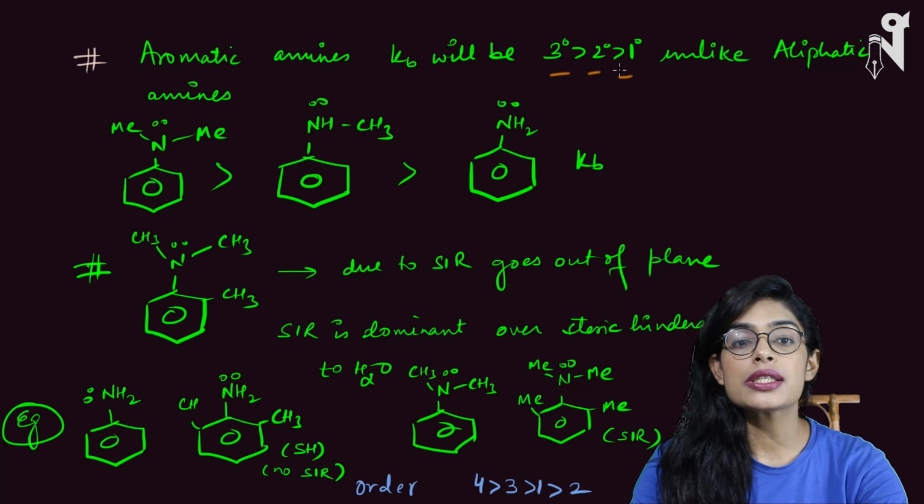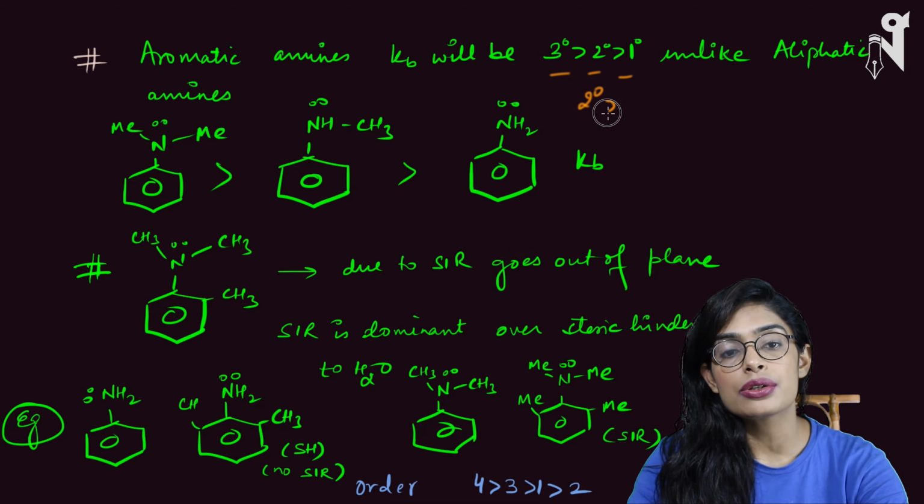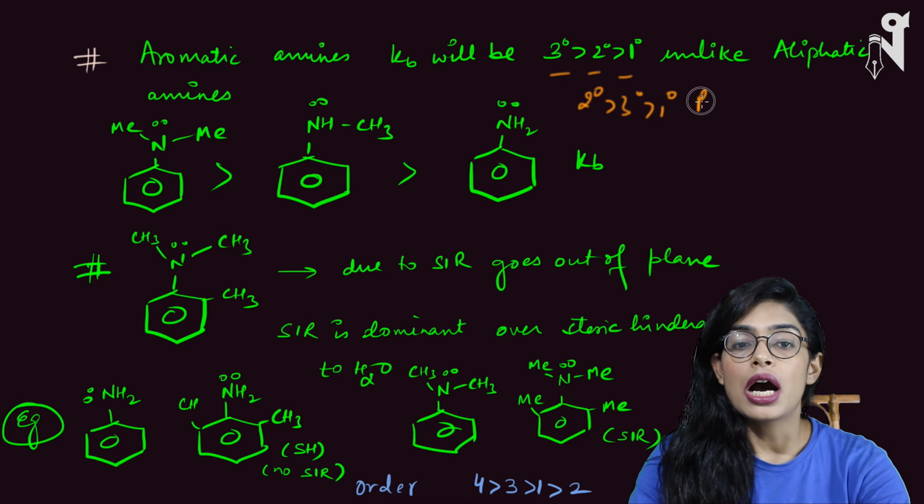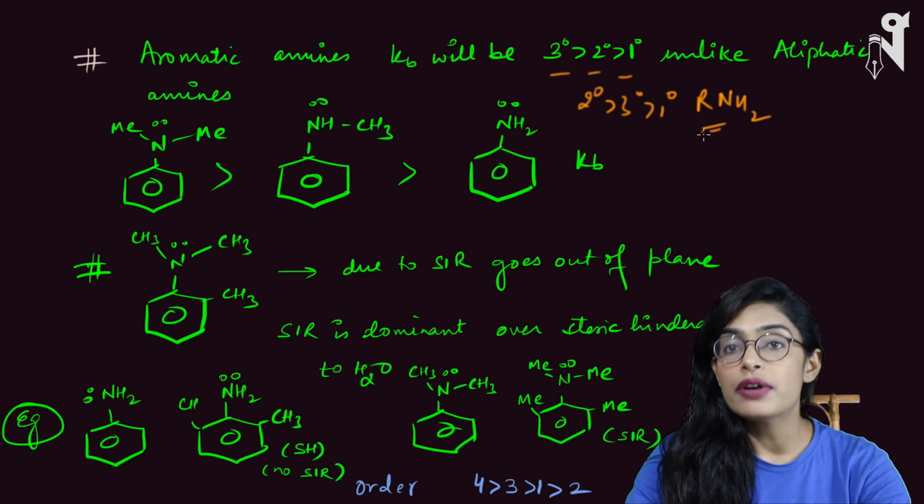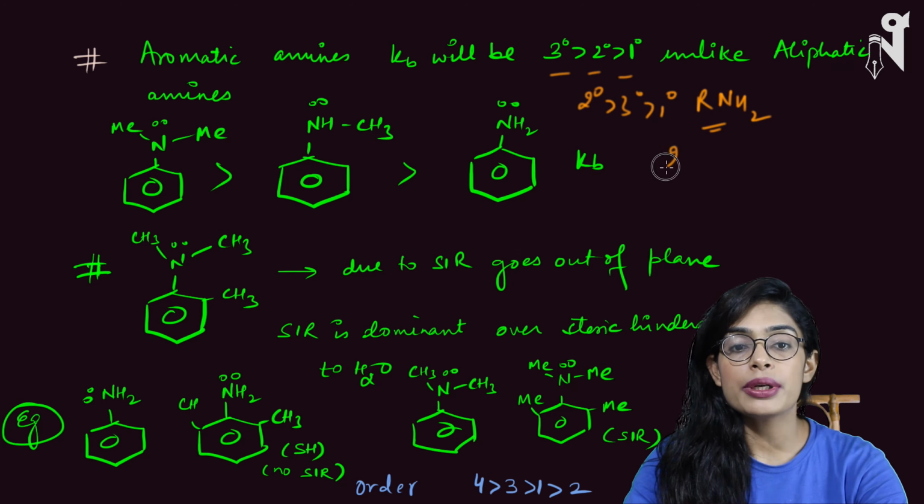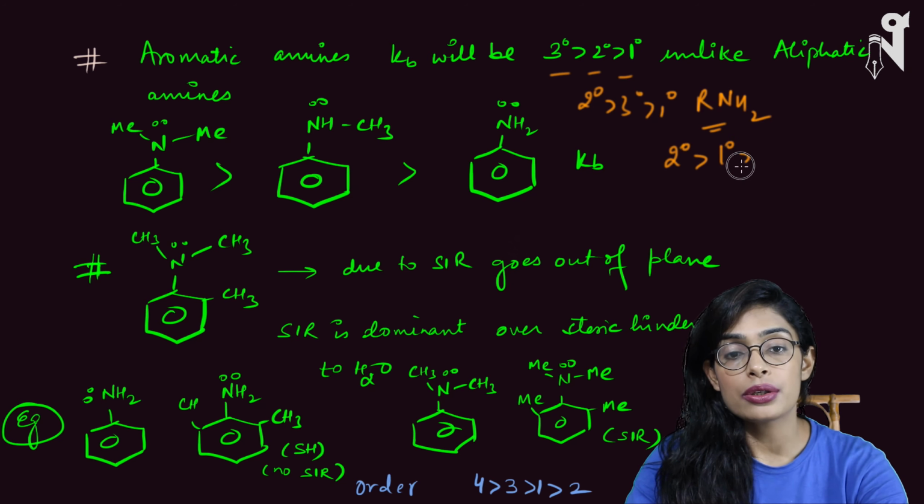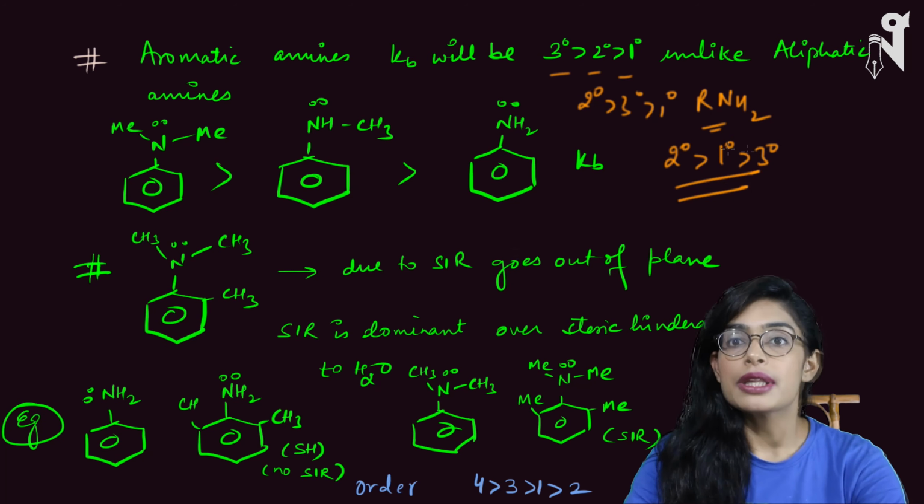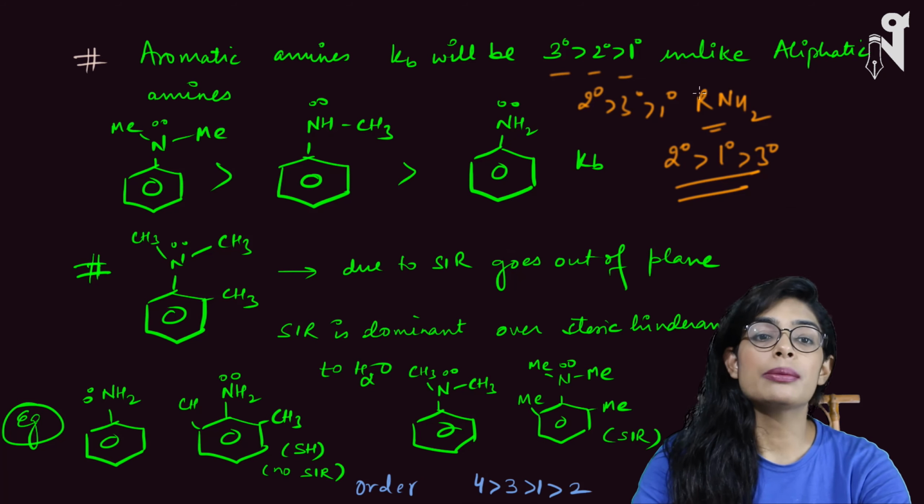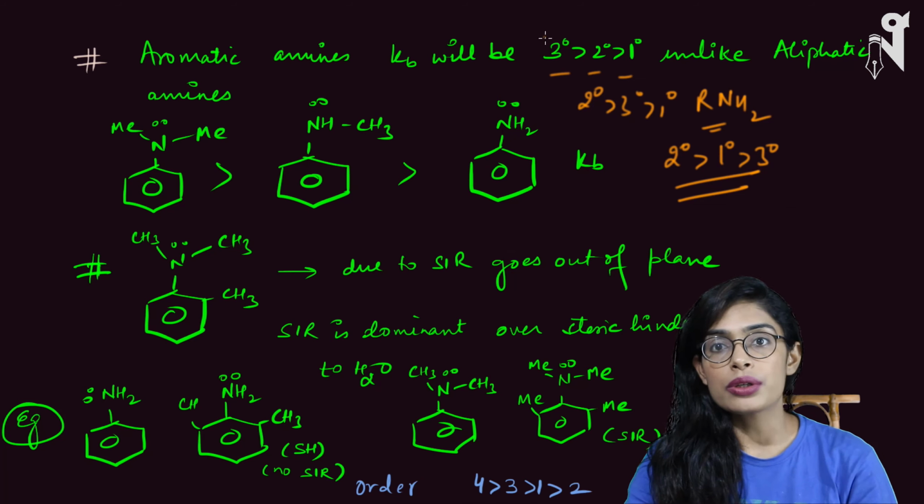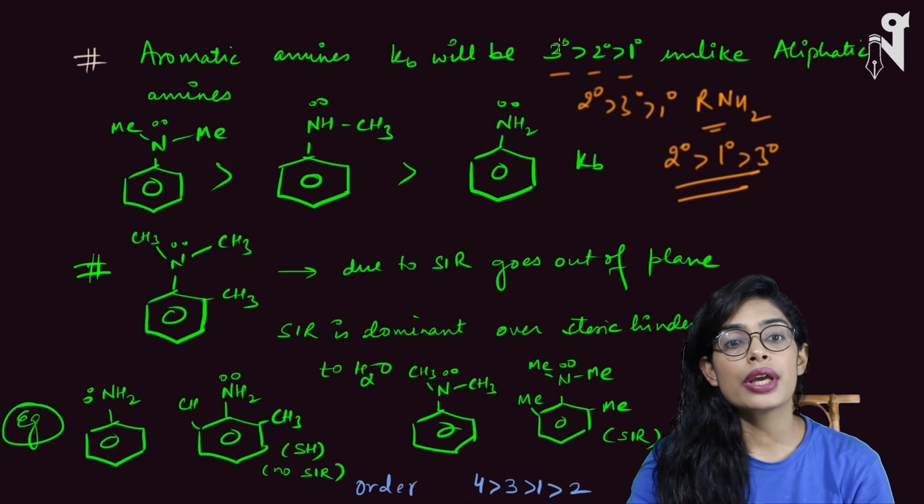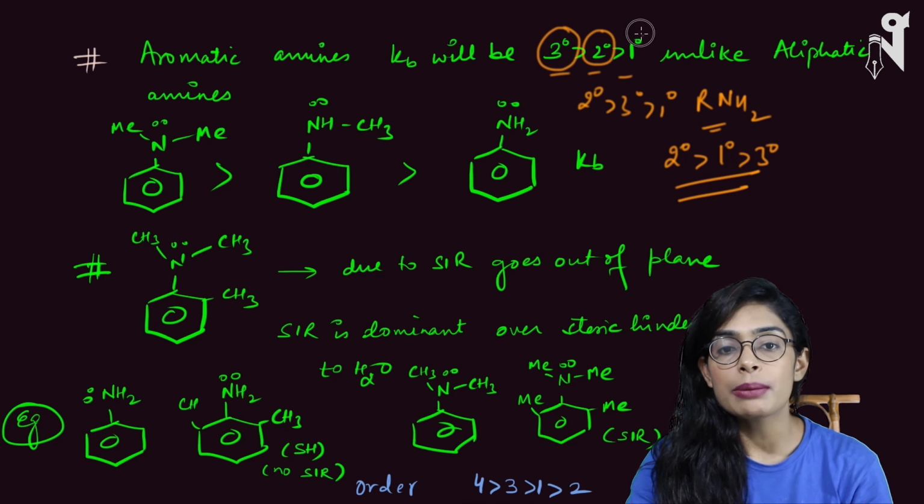In aliphatic amines, we had seen the order would be secondary, then tertiary, and then primary if R is CH3 in NH2R, and otherwise tertiary, secondary, primary. This we have already discussed. But this is not the case for the aromatic amines. Aromatic amines do not dissolve in water, so they have the order of tertiary, secondary, and primary.